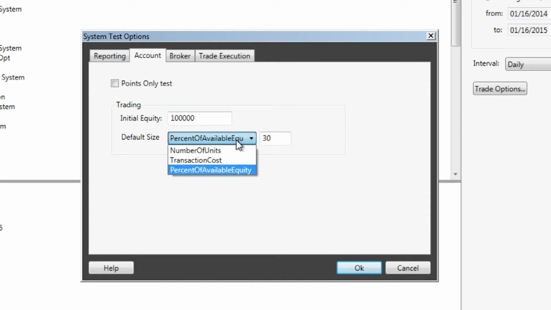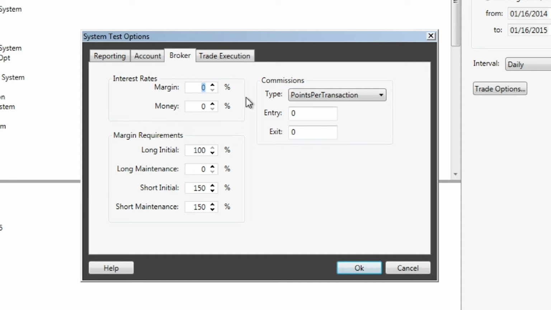Now, if you only trade X number of shares, so let's say you only trade 100 units at a time, you can set 100 units or 1,000 units or 1 million units. Whatever it is, you can set that as part of it. Let's just run with percentage of available equity for this.